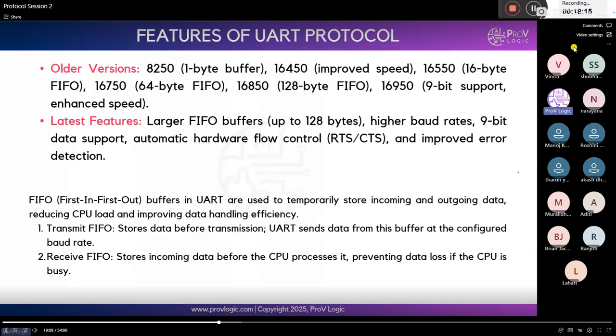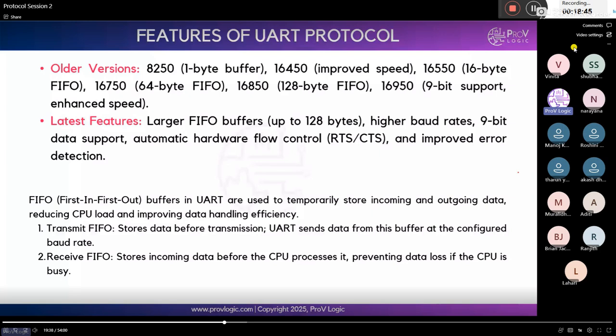And later on, 16450 UART. So like an improvement from 8250. It's just having better, higher data rates, but still lacking in the buffering capabilities. It is improved in speed, but still it doesn't have substantial buffering capabilities. It doesn't work with 16 byte FIFO like that.